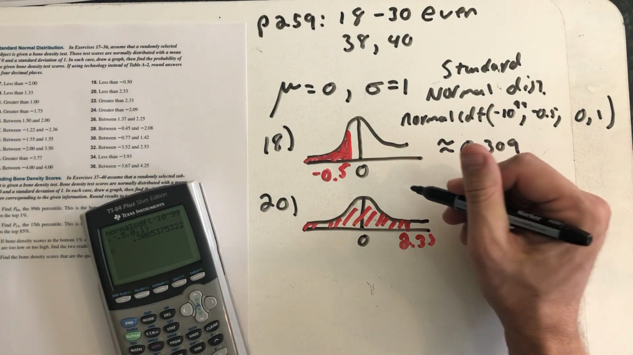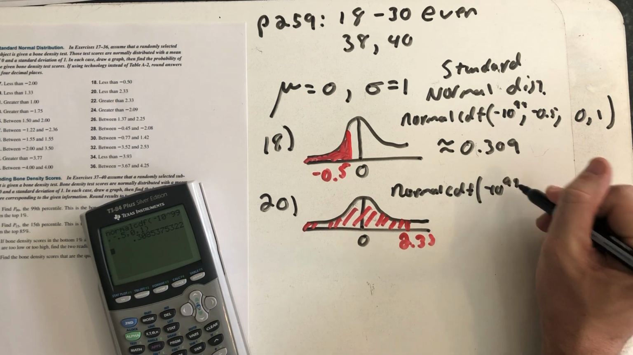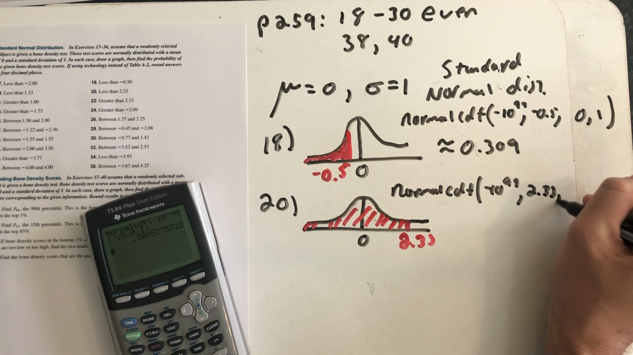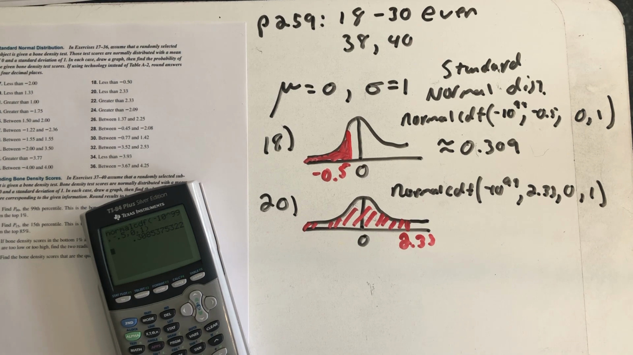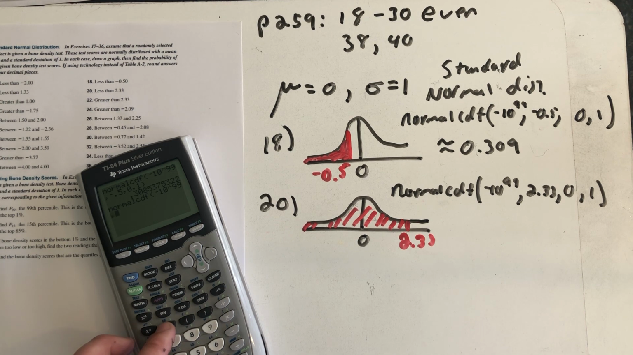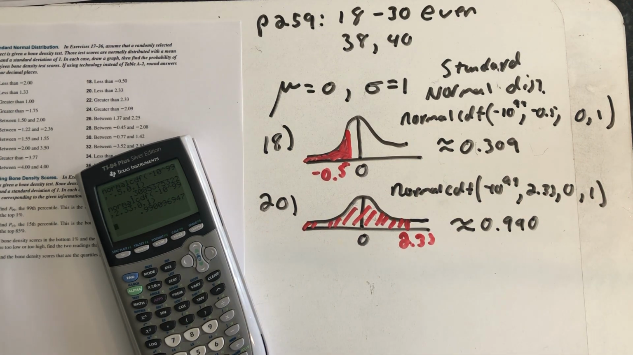All right, so again, where are we going to type in our calculators? We're going to go to Normalcdf. Minus 10 to the 99 again, because we're starting all the way over to the left as if we were at minus infinity. All the way to 2.33, and again, comma the mean, comma the standard deviation. All right, so back into the distribution menu to Normalcdf. 2.33 this time, comma 0, comma 1. And here's that pretty large probability, 0.990 to 3 decimal places. 99% of the bone density scores possible are below 2.33.